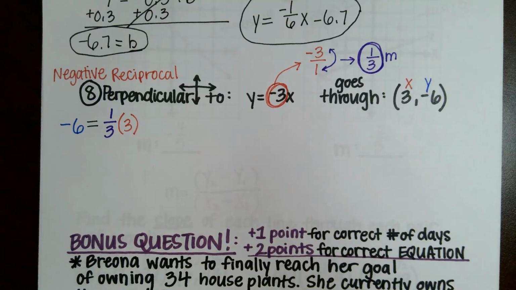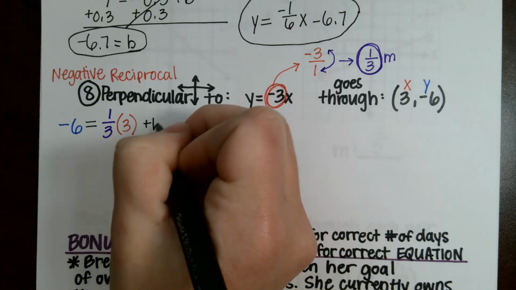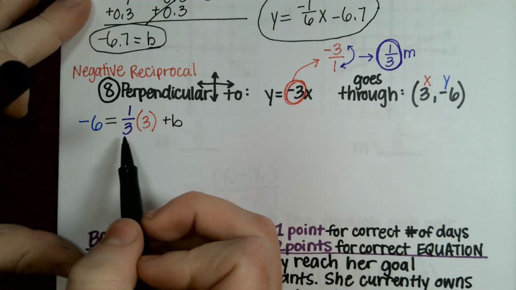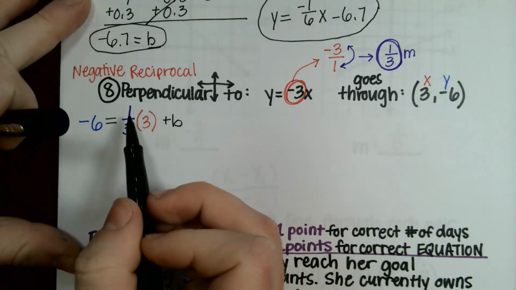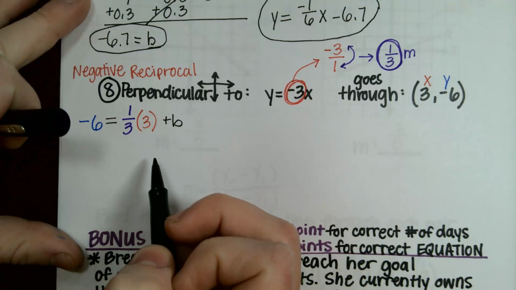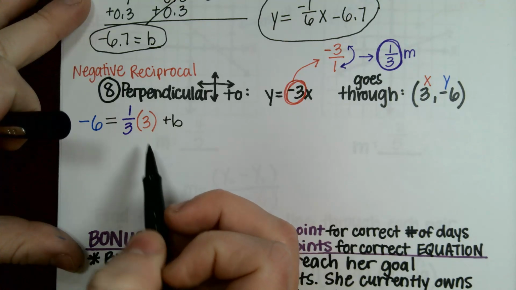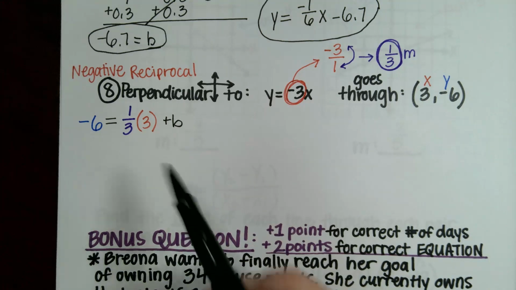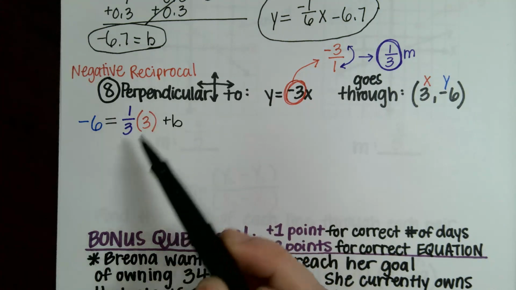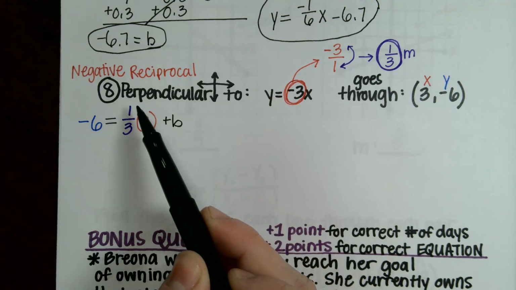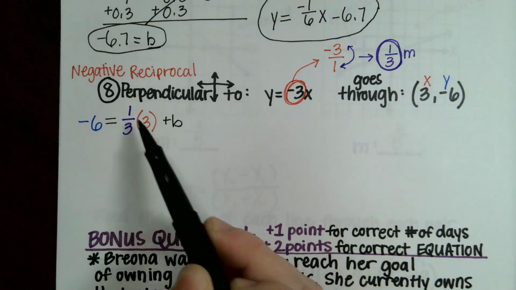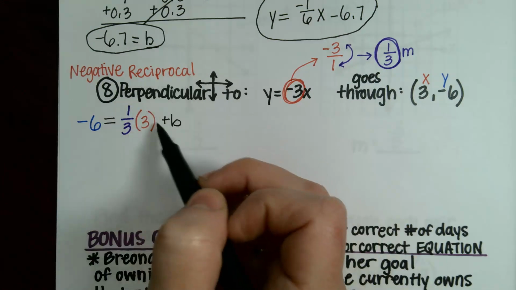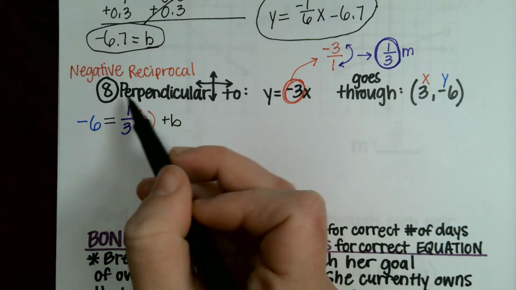Plus b. Good. Now guys, quick trick here. If you don't want to have to type all this in your calculator, anybody know what 1/3 times 3 is? It's just 1. Whenever I multiply a fraction that is 1 over a number by a whole number that's the same as the denominator, it becomes 1. It's like these 3's cancel, and it's just 1.